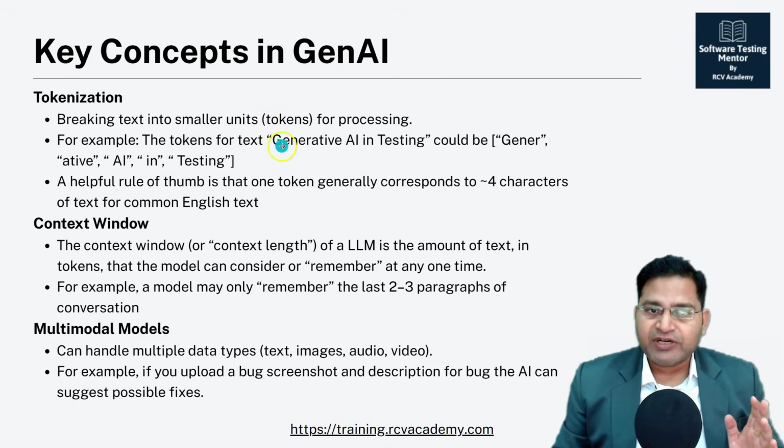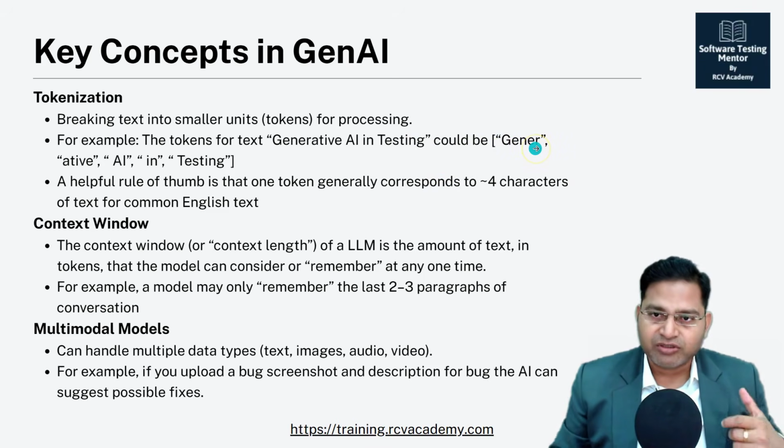For example, if I type in the text generative AI in testing, it could be broken into something like gen or GenAI. It's not necessary that it will be broken as a full word as a token. A single word could be a token, or it could be broken down further into 2 tokens or 3 tokens. That's an internal logic that every model implements, how it calculates the token. But a rule of thumb is that generally 4 characters are considered as 1 token. So 4 characters of English text are considered as 1 token in any large language model. That's the general rule of thumb, but that's not necessary.